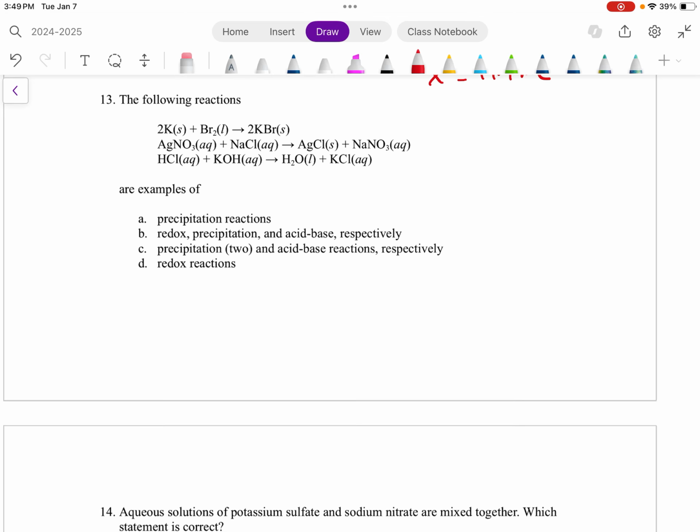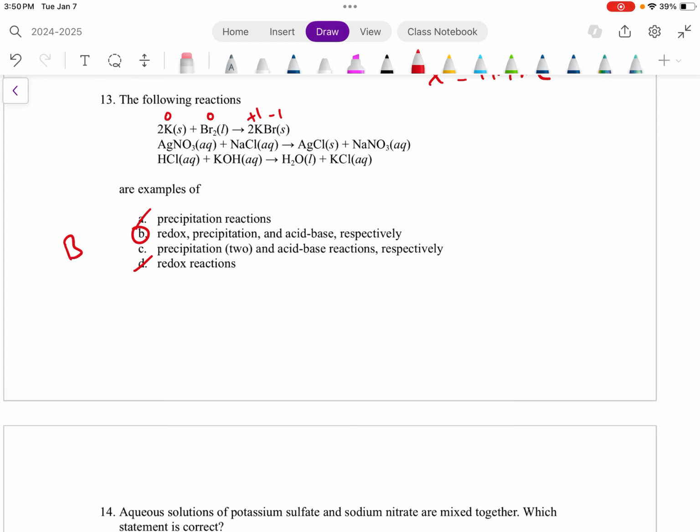The following reactions are examples of what? The key is that they are not representative of all the same. So they're not all precipitation, and they're not all redox. You've got to go through one by one. The first one is redox. You have things going from elemental form into their bonded form, so their oxidation states are changing. So the first one is a redox. That by default should give us B, but let's confirm.